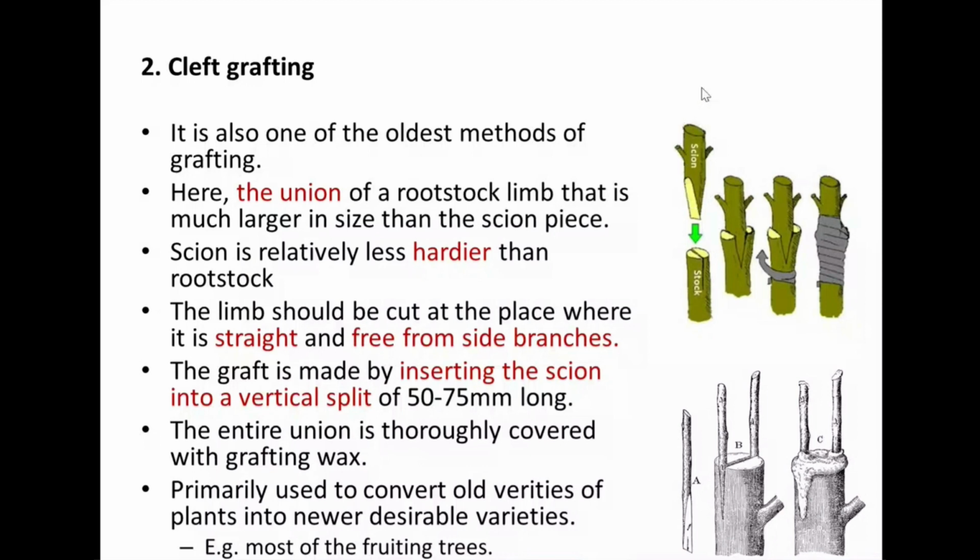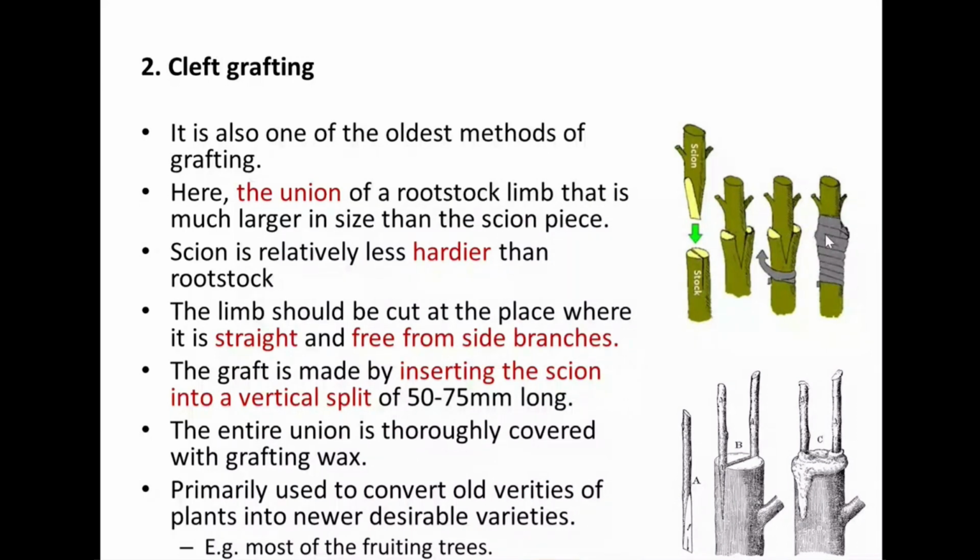Okay, this is a young to old tree, but the rootstock is always relatively younger. We have to collect branches that are free from any disease. We make a vertical split, a V-shaped structure in the scion, and a wedge-shaped structure in the rootstock. Here it's a V-shape, here it's a wedge. Then you insert that inside the plant, and then you tie.